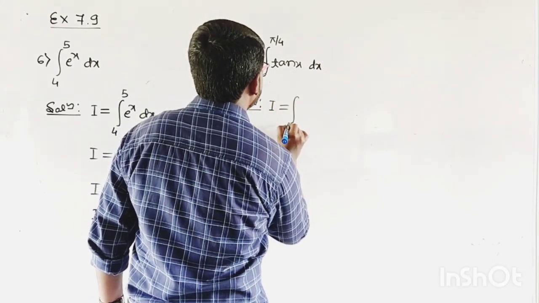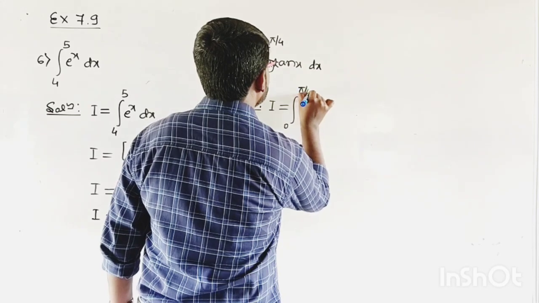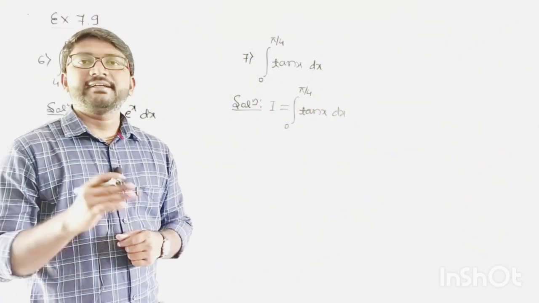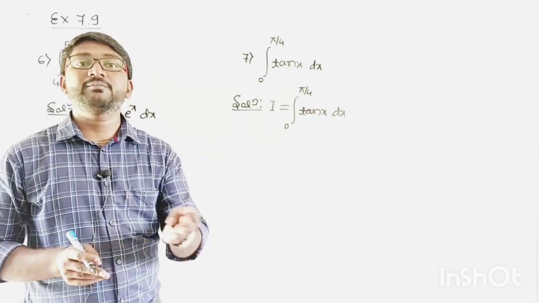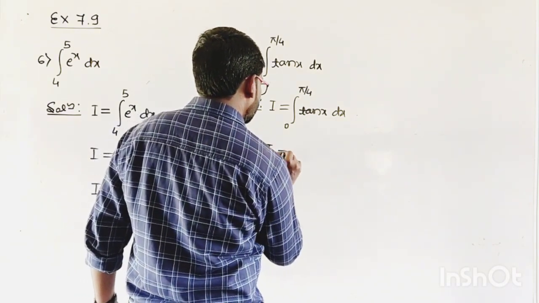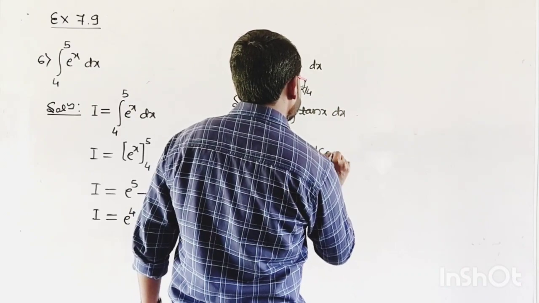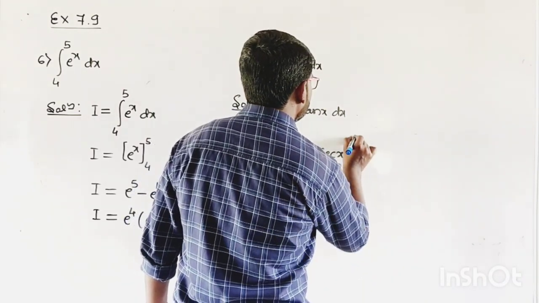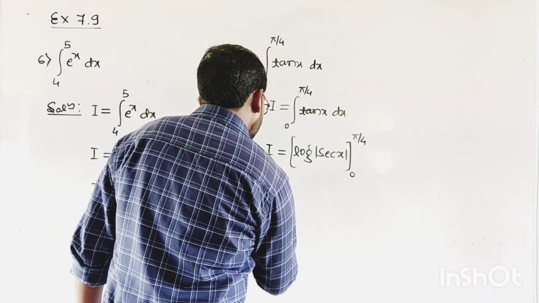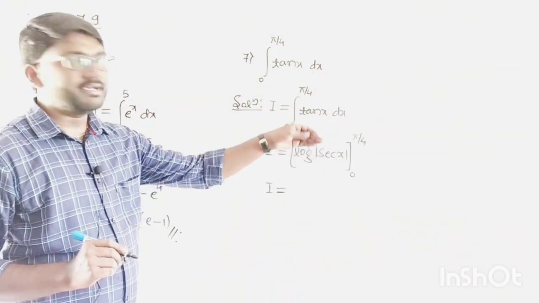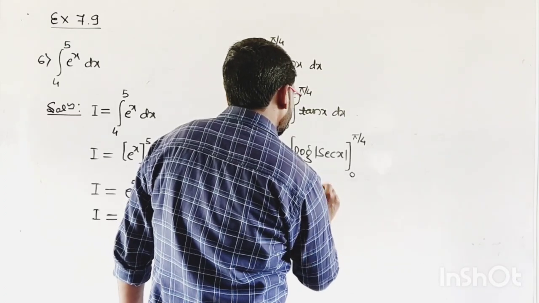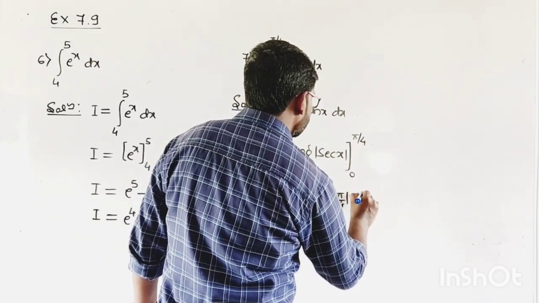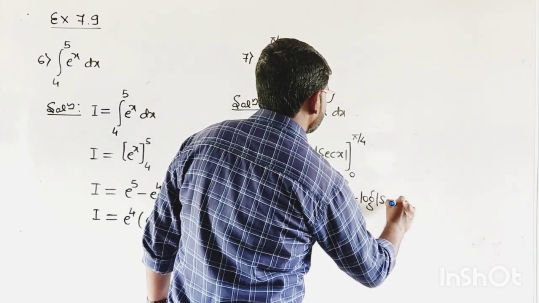Well, I which is equals to integral 0 to pi by 4, tan x dx. Tan x dx. What is the integration of tan x? It is log mod secant x or minus log mod cos x. So see here, I which is equals to log mod secant x, then apply the limits here. It is 0 to pi by 4. So now I which is equals to, it has to be upper limit minus the lower limit, log mod secant, in place of x I have to write pi by 4, log mod secant pi by 4 minus log mod secant 0. Is that clear?